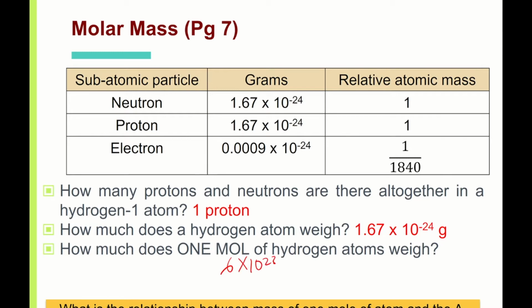So each of them is 1.67 times 10 to the power of negative 24. Multiply. How much do you get? If I erase this portion here, when you multiply them, do you get about 1 gram? Okay, you get about 1 gram. And I want you to compare. 1 mole of hydrogen atoms is actually 1 gram.